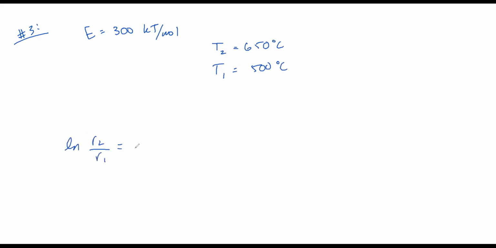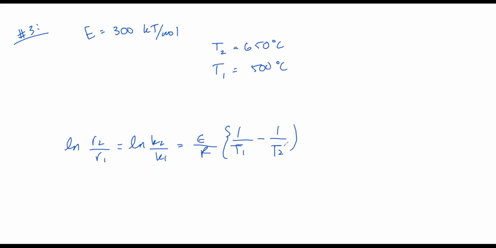So again, you're told the activation energy is 300 kilojoules per mole. You want to find how much faster the reaction rate is at 650 compared to at 500. So you're told that T2 is equal to 650 degrees Celsius, T1 is equal to 500 degrees Celsius. The equation we're going to use: ln R2 over R1, which is ln K2 over K1, is equal to E over R times (1 over T1 minus 1 over T2), right?